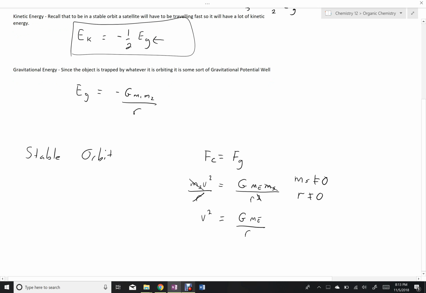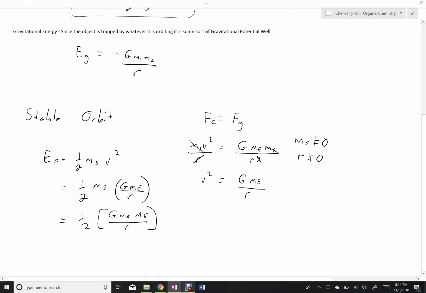Now, since v squared is in my kinetic energy formula, this is a useful spot to stop when considering the forces acting on my stable orbit object. So I get 1/2 ms v squared, since it's the satellite's kinetic energy that we're interested in. So 1/2 mass of the satellite, but I can substitute my expression for v squared here, G me over r. So I get 1/2 times G ms me over r.